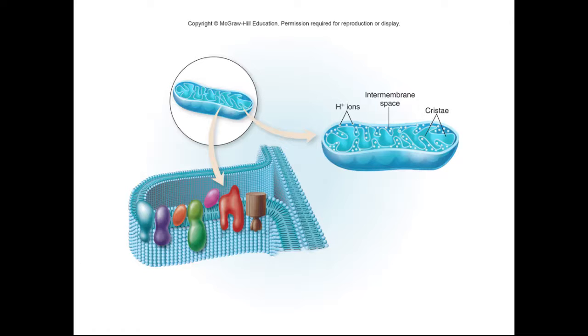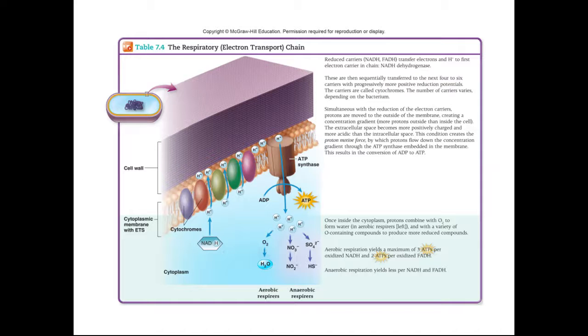In eukaryotic cells, the electron transport chain is not going to be in the cell membrane between the cell wall, but instead it's going to be on the inner folds of the mitochondria, known as the cristae. So in a eukaryotic cell, both the Krebs cycle and the electron transport chain take place in the mitochondria. In prokaryotic cells, the electron transport chain takes place in the cell membrane, and the Krebs cycle takes place in the cytoplasm.